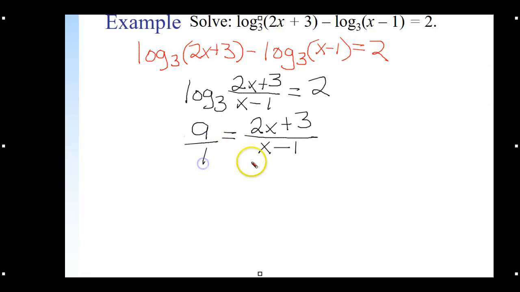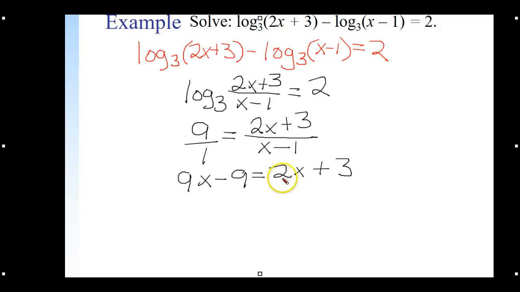And in a sense, it's 9 over 1. Now, what method can we use to solve this? And I'm indicating it. We're going to cross multiply. So this becomes 9x minus 9 as we multiply 9 and negative 1. And then this just becomes 2x plus 3.